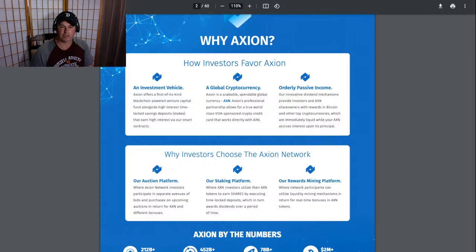So pretty neat. Our rewards mining platform, where network participants can utilize liquidity mining mechanisms in return for real-time bonuses in Axion. So the mining platform is more of a high-risk part of the product. Staking and auctions are pretty much the mainstay, lower relative risk and great returns. The mining platform is also for great returns, but just slightly a bit riskier.